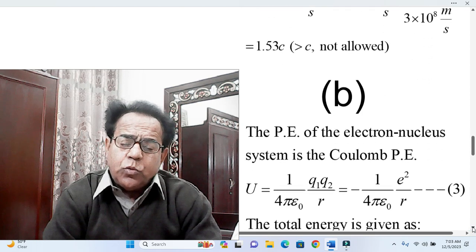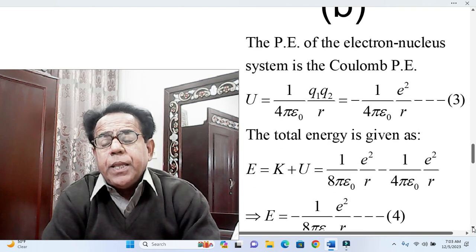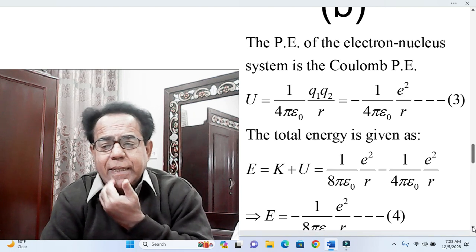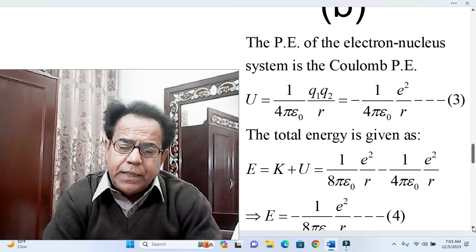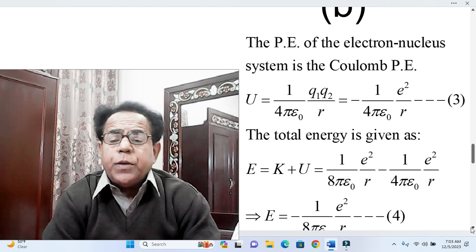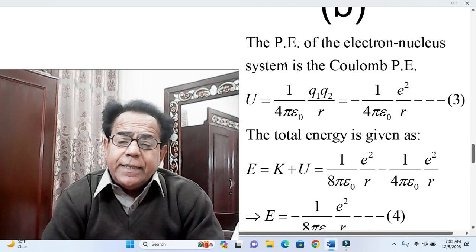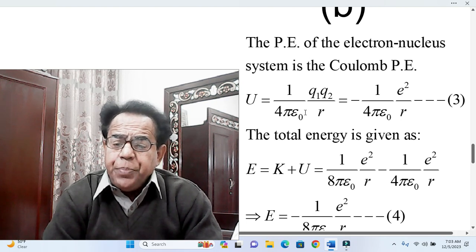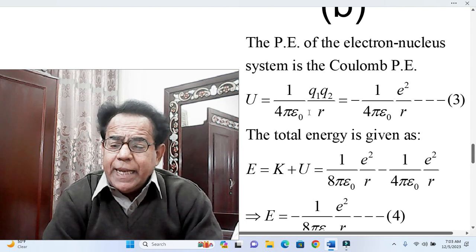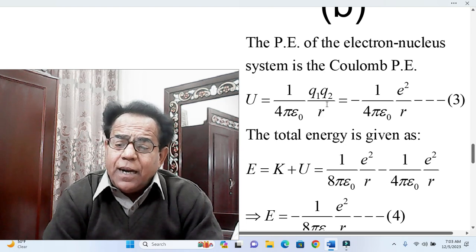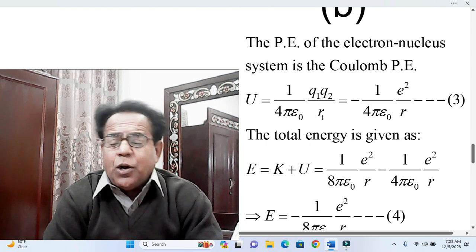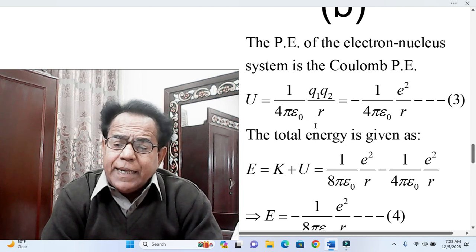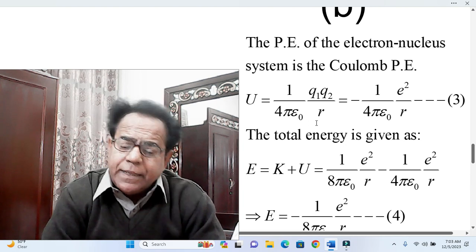Now we are going to part B. The potential energy of the electron nuclear system is the Coulomb potential energy, U equal to 1 over 4 pi epsilon naught q1 q2 over r. What is this, dear students? This is the potential energy of the electron nuclear system. Here we are seeing that r is not in square, r is in single form. Why is this going to happen? This is not electrostatic force, this is potential energy.